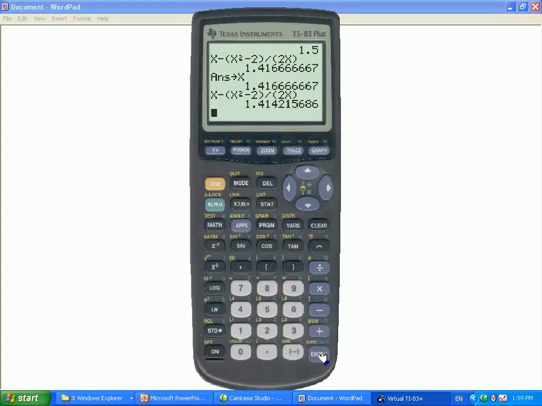Now, don't stop there. I mean, we know the answer, but we have to get a match for 4 decimals. So I'll keep going, and enter that one, and then second enter, second enter, and then finally enter. And then now you see to 4 decimals, 4142, it does match.